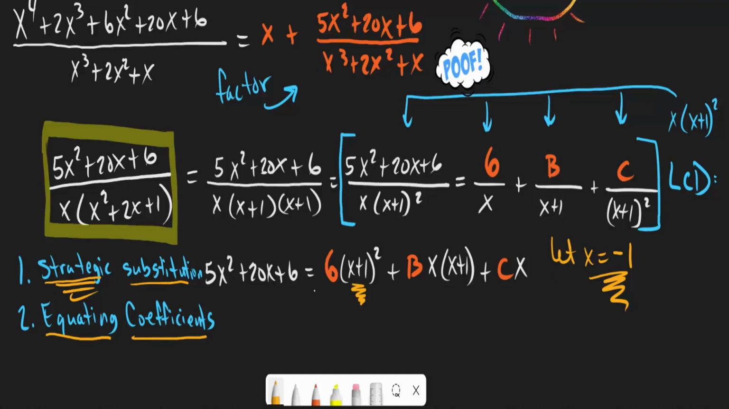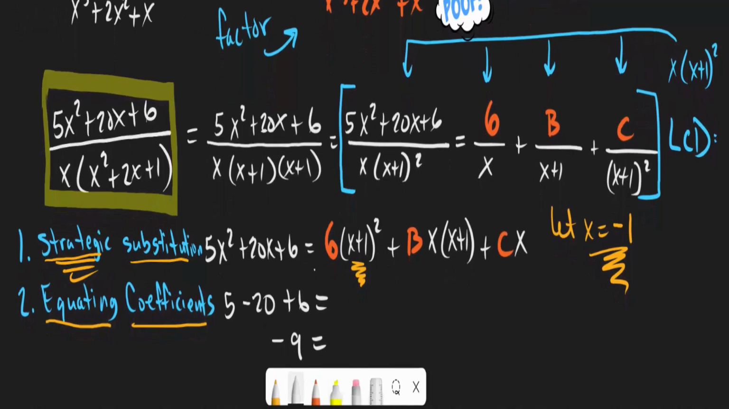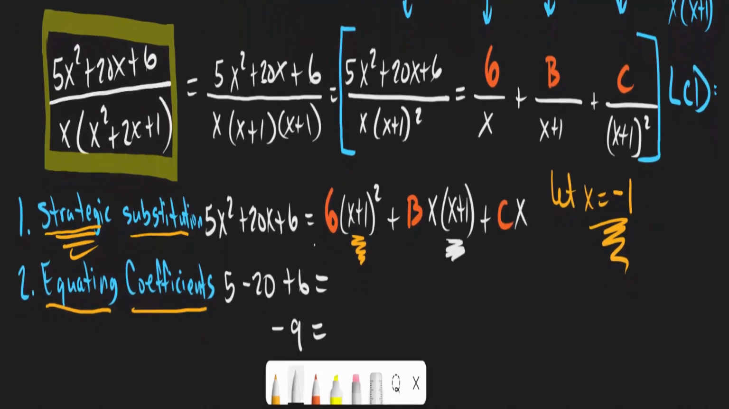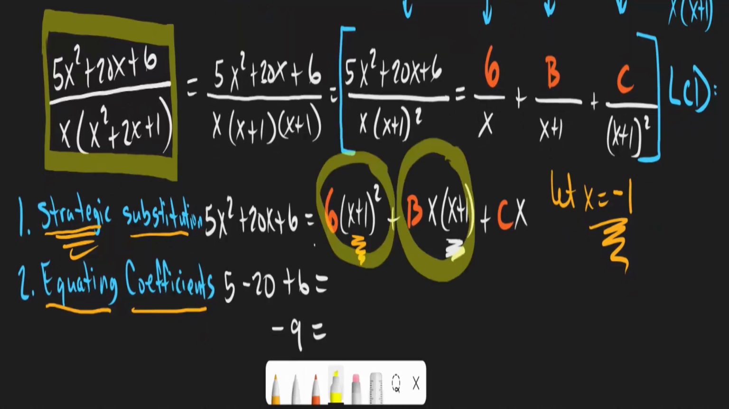Okay, so check it out. So we're going to plug in a -1 every place you see an x. Okay, so a little bit of arithmetic, but no problem. So on the left-hand side of the equation, we're going to be left with 5 minus 20 plus 6, which is -9. On the right-hand side, any term that contains the x plus 1, when we plug in the -1, it's going to be 0. So these two terms are going to end up just being 0. They're going to cancel out and disappear.